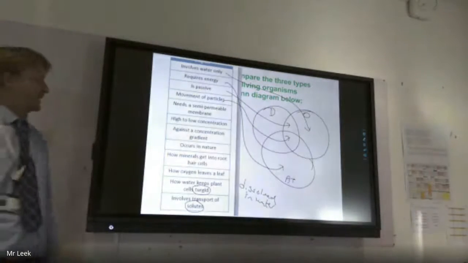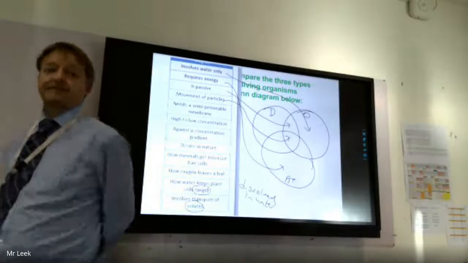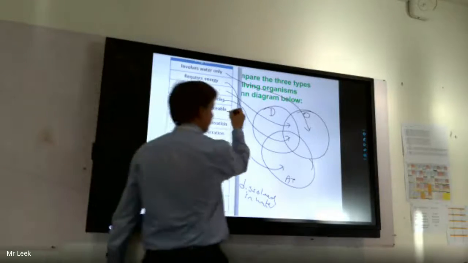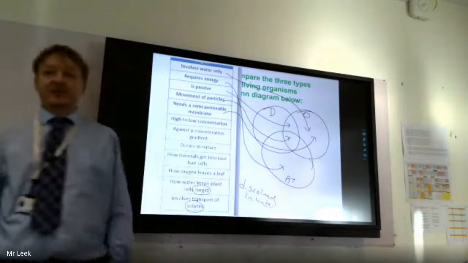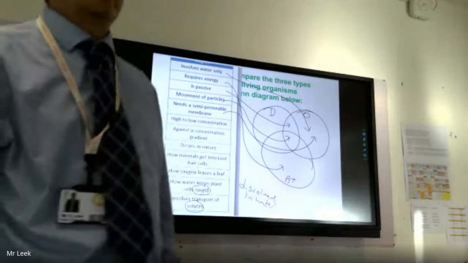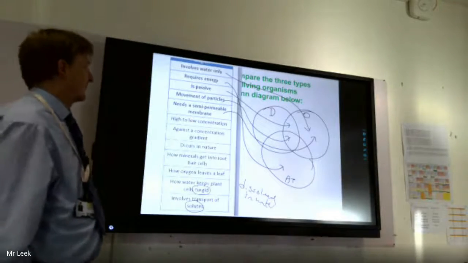Now my diagram's getting a little bit complicated. Needs a semi-permeable membrane: osmosis. Brilliant. That one goes in there. Osmosis is the only one that needs a semi-permeable membrane, and a semi-permeable membrane works by the size of the holes.